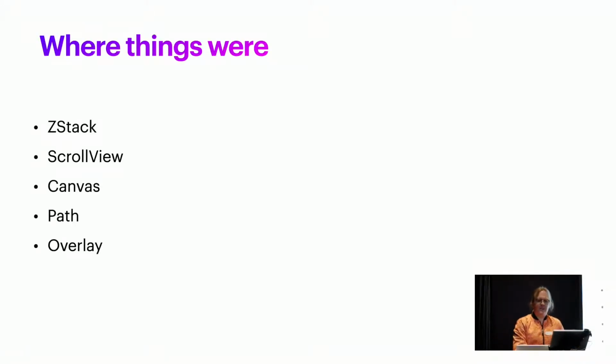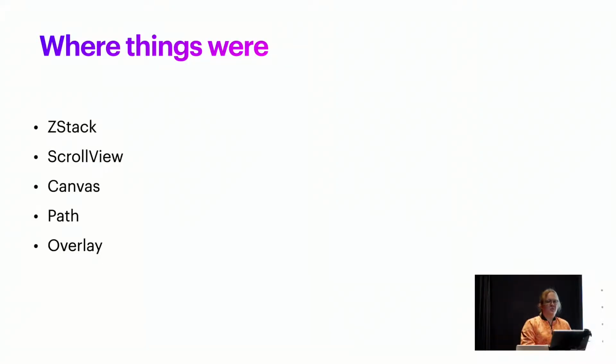Okay, so stepping back into the world of iOS 15, macOS 12 and before, these are pretty much the different parts that you need in order to put together a graph. You need a Z-stack, you put the Z-stack in a scroll view, you then have a canvas for doing all of your drawing, you use a path to do the drawing in the canvas, and then you have some overlays to position a few elements like bits of text or axes, any sort of call-outs like that.